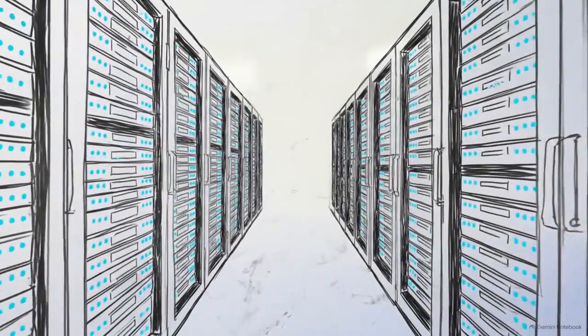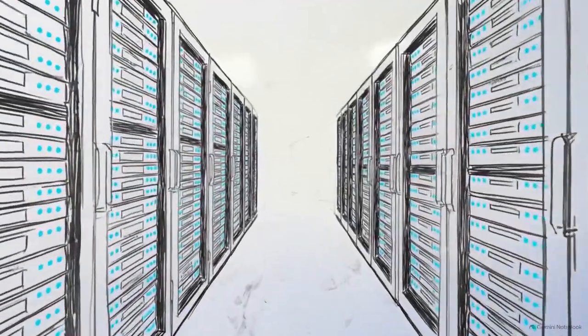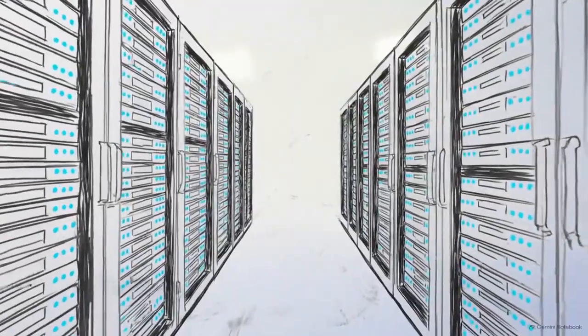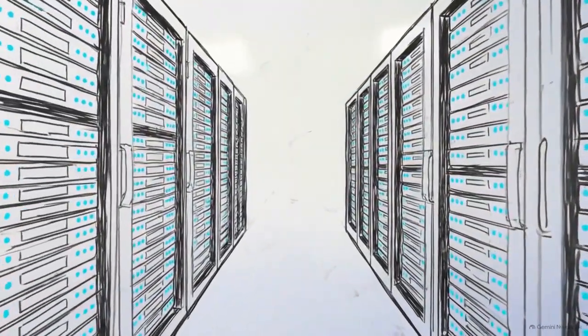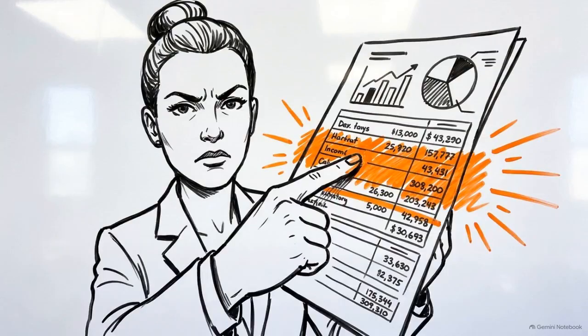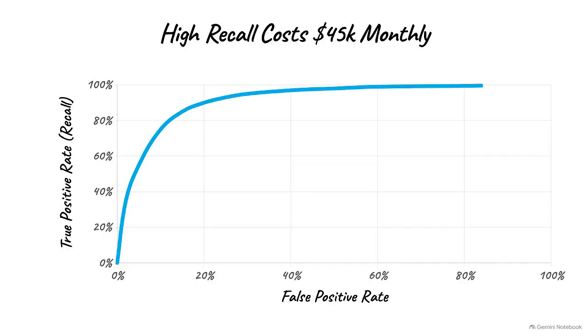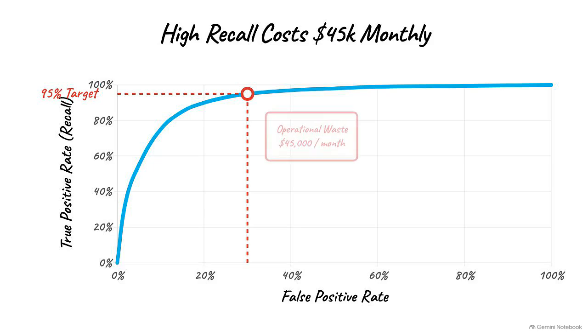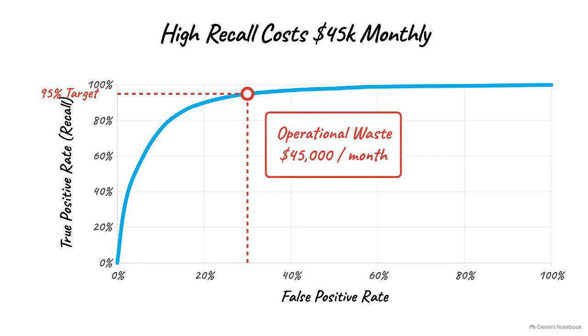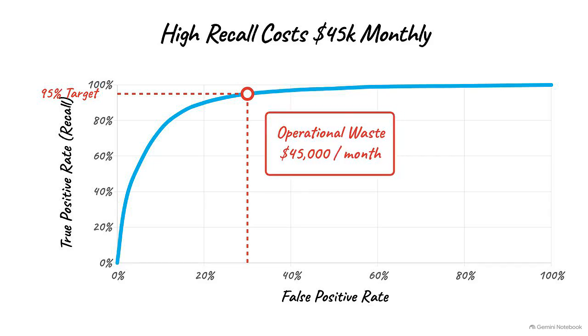Consider an enterprise problem involving IoT sensors. These sensors detect hardware anomalies, but human staff must physically review every flagged event. The client demands a recall rate above 90%, ensuring no real hardware failures are missed. The ROC curve shows achieving 95% recall drops a dotted line to the 30% mark on the false positive axis. In business terms, this 30% rate means reviewers spend $45,000 a month investigating false alarms.